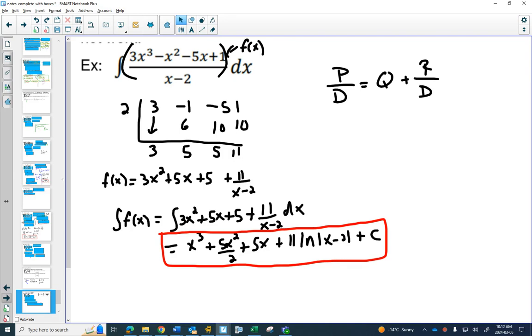And in these long division ones, what's always going to happen nicely is you're going to get a remainder over x minus something, which will always be a natural log. And that will compensate for that divide. So try the next one. Set up your long division.